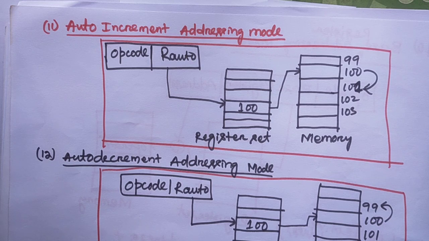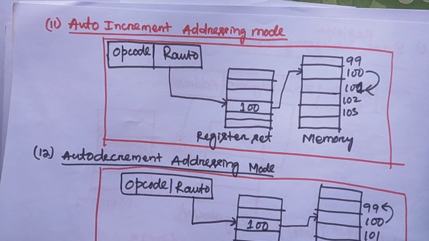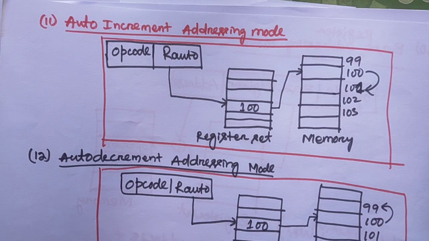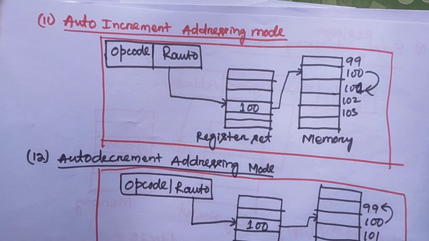Auto increment addressing mode, once defined, is actually a special case of register indirect addressing mode. Auto increment and auto decrement are used to access data in sequence from memory, where the data is available in a sequence, either decreasing or increasing order.